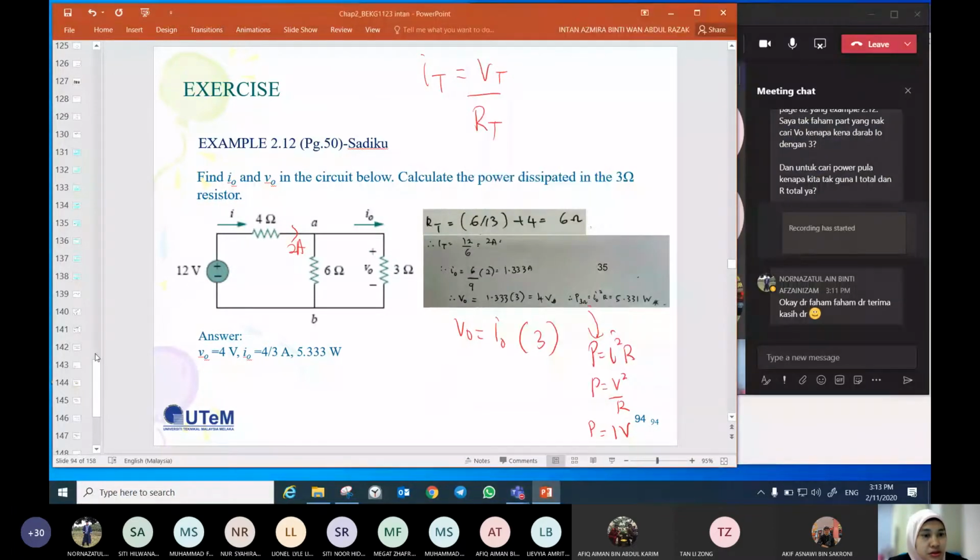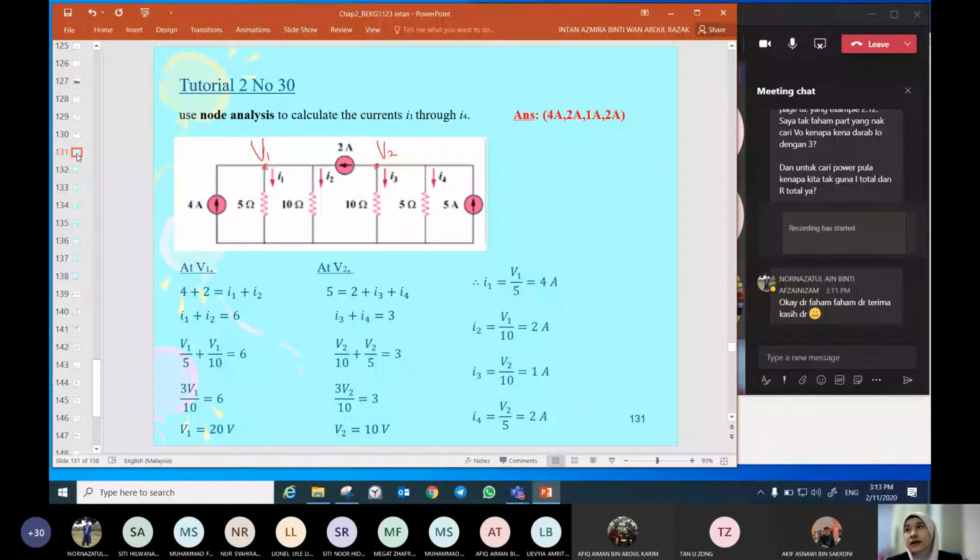Okay, so next we go to another example. I hope you have watched my video and gone through nodal analysis in the PowerPoint slides. So today I just want to give more examples on nodal analysis. This is tutorial 2, number 30.